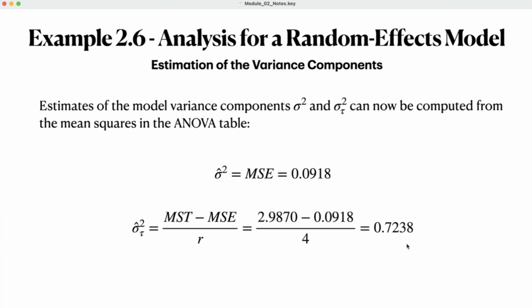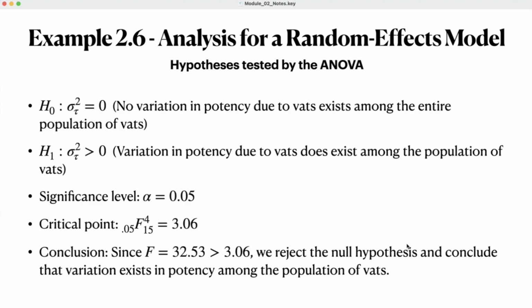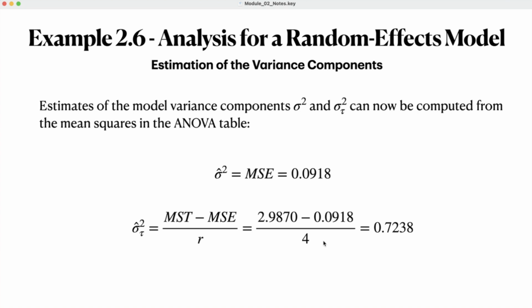So again, based on the hypothesis test that is being performed by the ANOVA, we've concluded that this variance component is non-zero, it's positive. We've concluded that it's greater than zero. So what we wanted to do after this is then estimate what that variance component is equal to, and this is our point estimate for that.